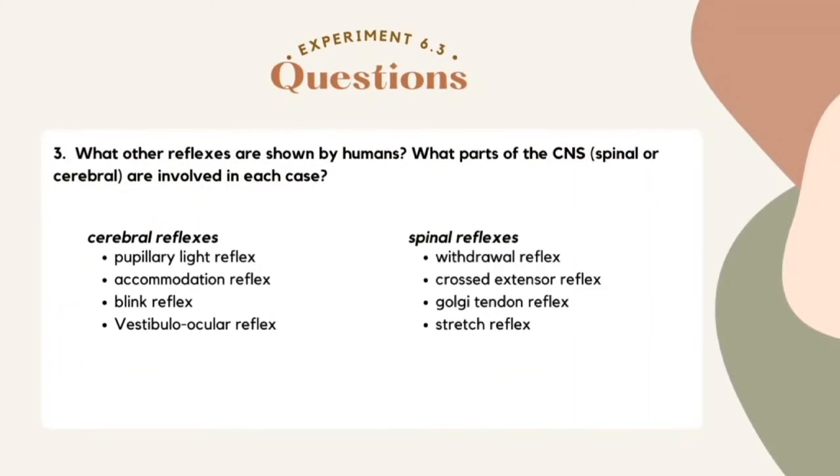The last question is, what reflexes are shown by humans? What part of the CNS, spinal or cerebral, is involved in each case? The answer is, the cerebral reflexes are the pupillary light reflex, accommodation reflex, blink reflex, and vestibulo-ocular reflex, while the spinal reflexes are the withdrawal reflex, crossed extensor reflex, Golgi tendon reflex, and stretch reflex.